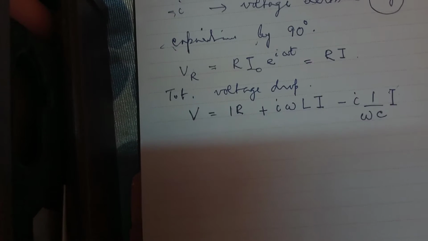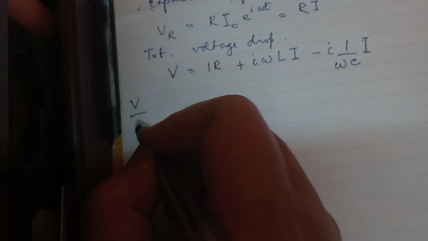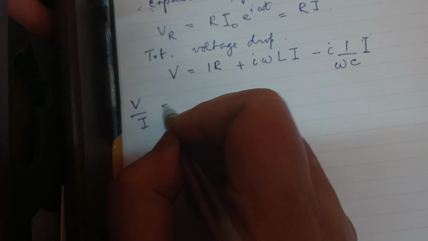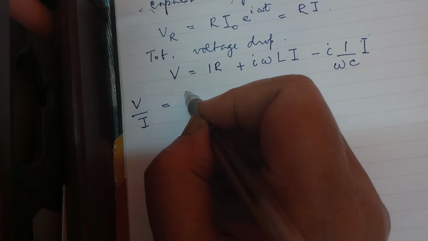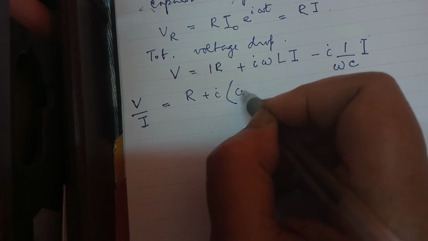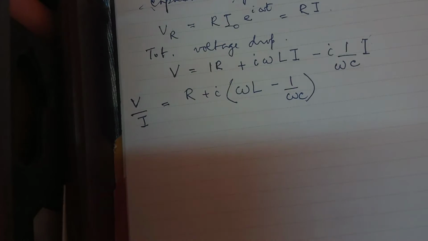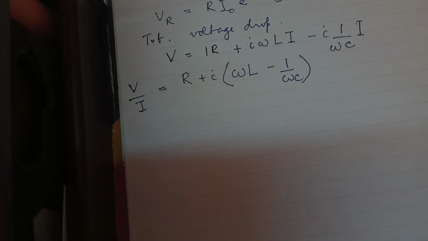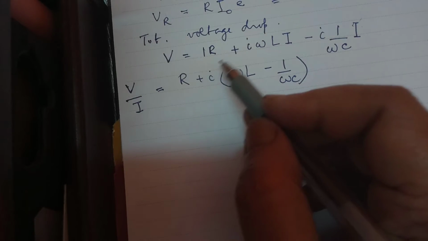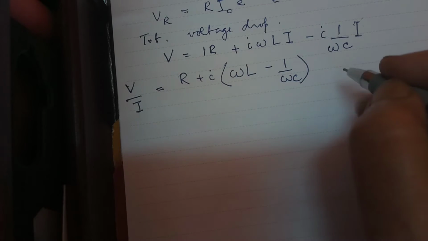And if you just find V by I, taking down I, you will see it is equal to R plus i, taking this as common, omega L minus 1 by omega C. So this is what you'll find for V by I. This factor we call ZE, the electrical impedance of the circuit.